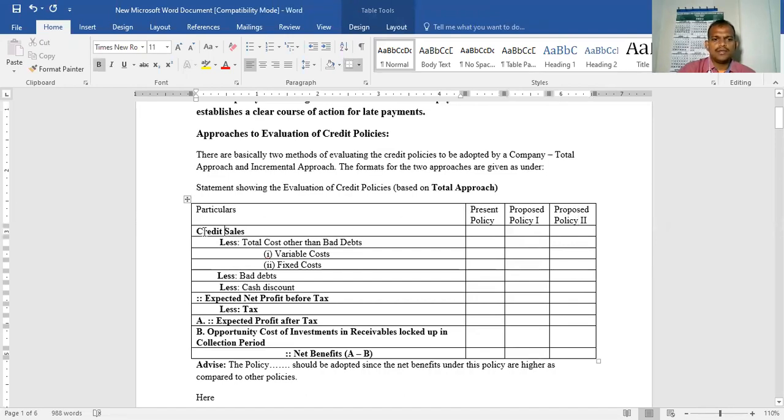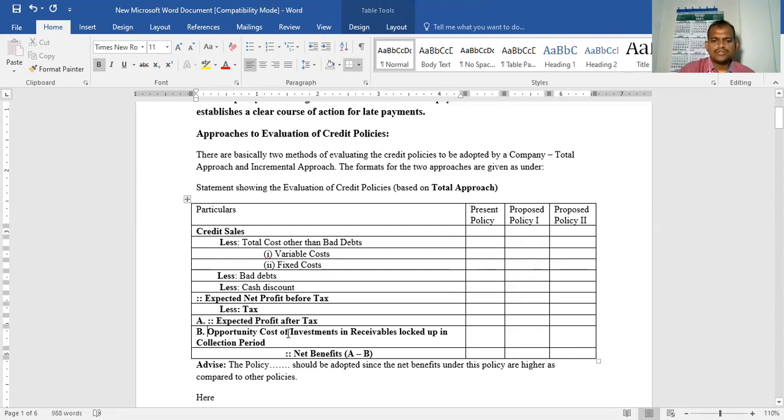So in this format, credit sales. From credit sales, we have to deduct the total cost other than bad debts. Total cost including variable cost and fixed cost. And we have to deduct the bad debts, cash discount if any. Finally, we will get expected net profit before tax. If tax is there, we have to deduct the tax as well. So expected profit after tax.